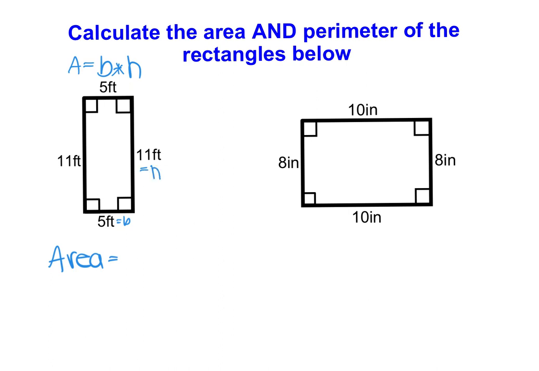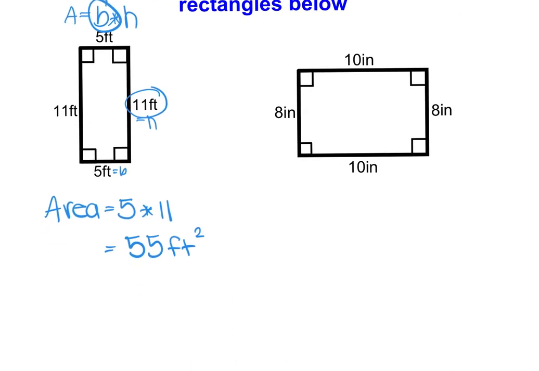So my area is calculated by taking my base value, which is 5, multiplying it by my height value, which is 11, and as a result, we end up with an area of 55 feet, and because it's how many squares fit on the inside, it's feet squared. So that's my first one. I can find my area by taking base times height.